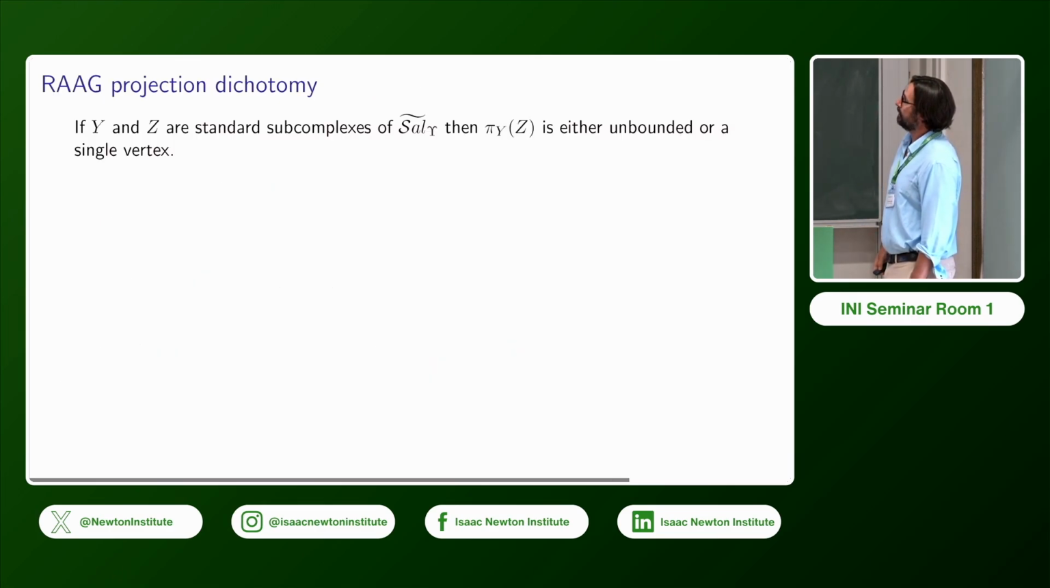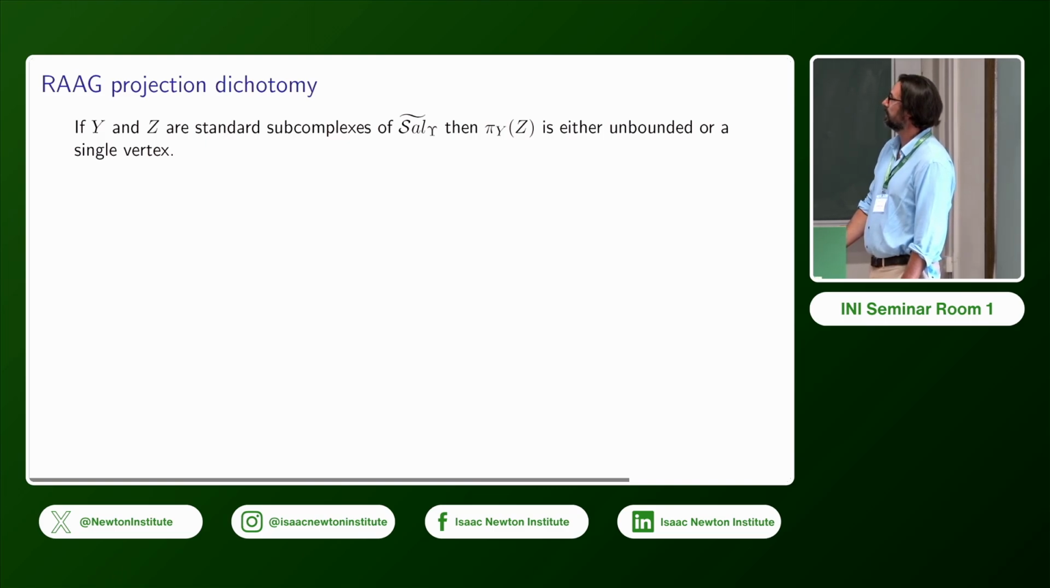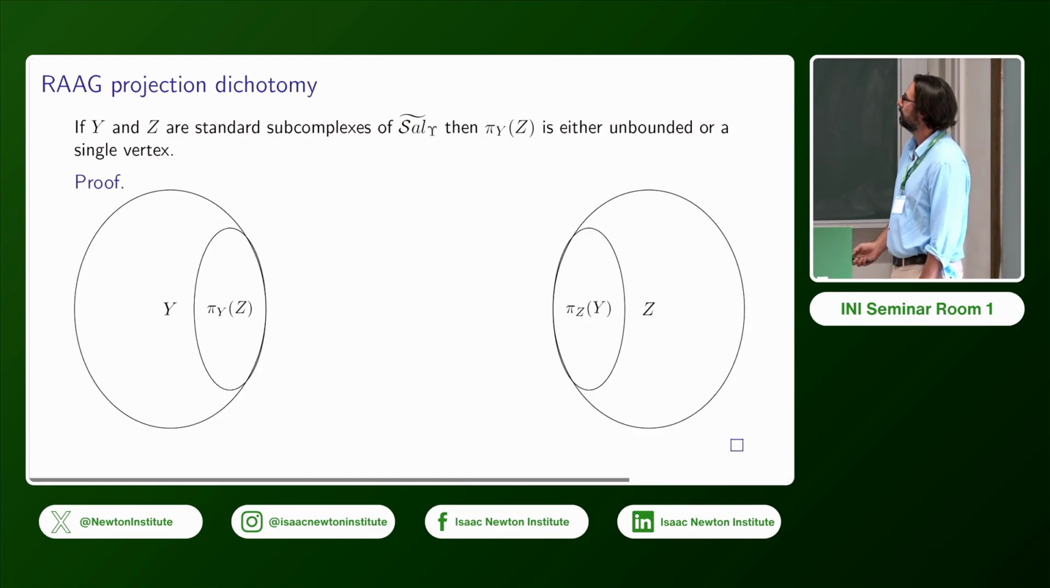Okay, so what's going to make this work is that for RAGs, there's a dichotomy in projections of standard subcomplexes. So if you have two standard subcomplexes in the universal cover of the Salvetti complex of your RAG, and you project one of them to the other, there's only two possibilities. It can be a single vertex or it can be unbounded. It can't be a finite complex if it's not a single vertex.